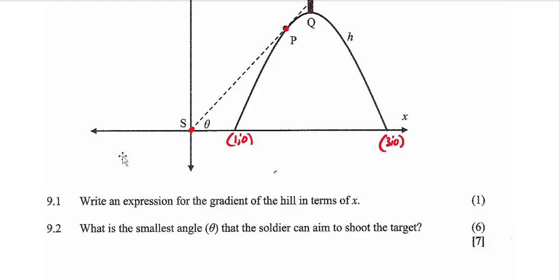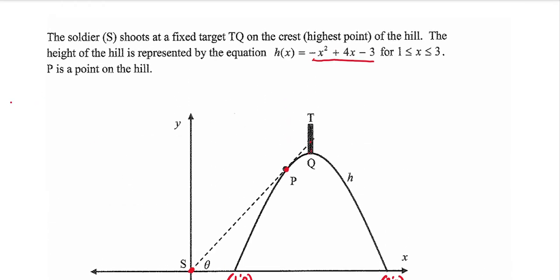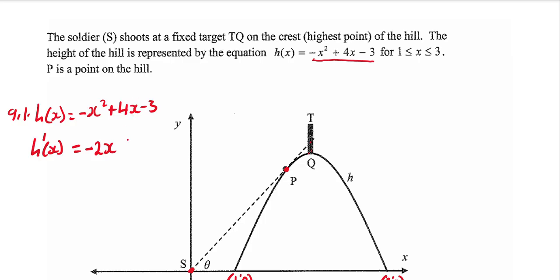Let's say 9.1. Here we have H of x is equal to negative x squared plus 4x minus 3. Do you get me? So here we're going to have the gradient: 2 multiplied by negative 1, we're going to have negative 2x, and then 1 multiplied by that 4, we're going to have 4. This is our gradient. Do you get me?